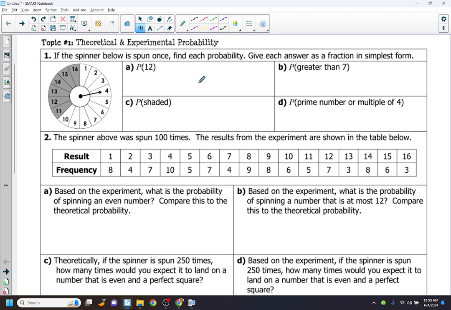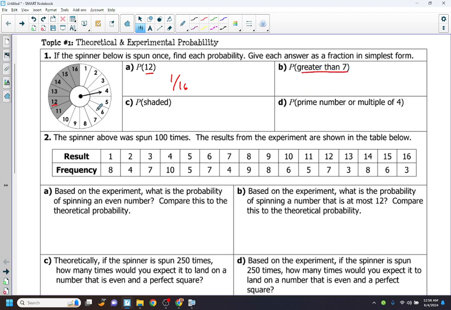All right, let's go through this. So first off, I want the probability of getting a 12. There's only one 12 on this wheel. So I'm going to do 1, because this is how many winning options I have, over the wheel in total, which is 16. So I'm going to do 1 over 16. And that's my final answer.